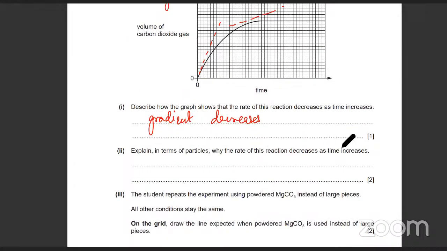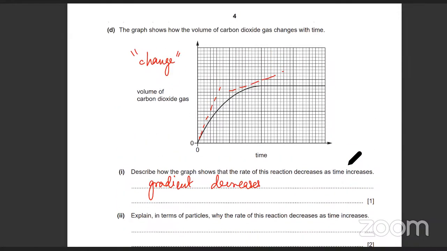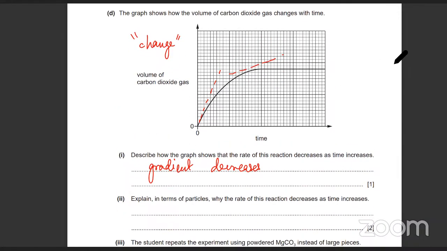Explain in terms of why the rate of this reaction decreases. So why is it decreasing with respect to time? Why does any reaction slow down after some time? Because the reactants are getting used up. Yeah, sorry, reactants. So the reactant particles get used up.